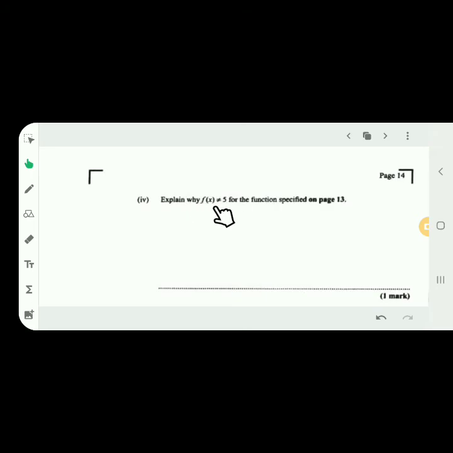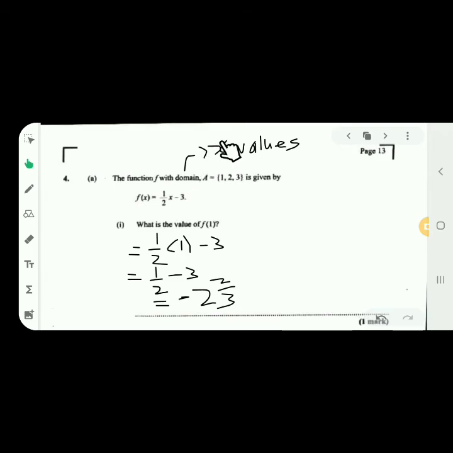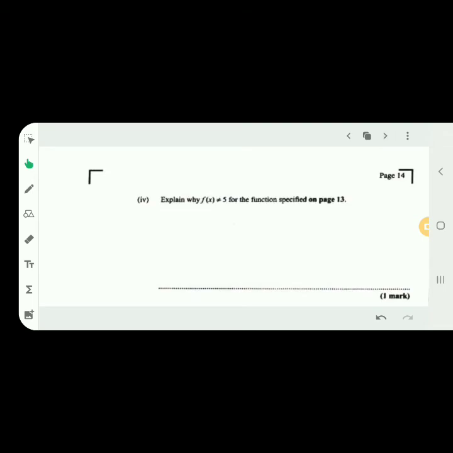It says explain why f of x is not equal to negative 5 for the function specified on page 13. So again, remember that the domain that we're working with is A equals 1, 2, and 3. They say f of x is not equal to 5. Let's check that. Remember now that f of x is a half x minus 3. If I make this equal to 5, let us work out the x value and see what x value we would have to plug into this function to get 5.